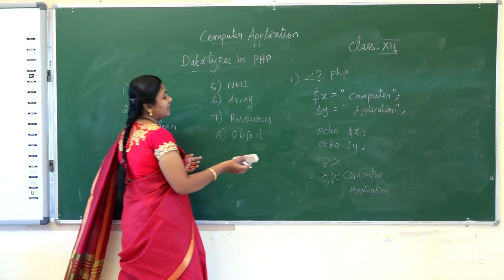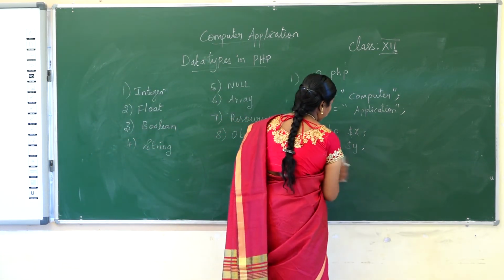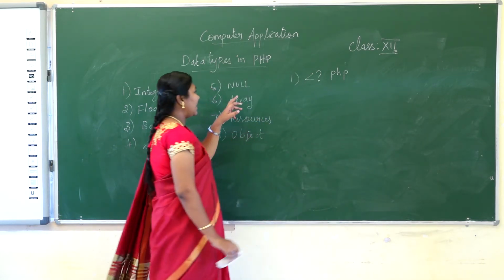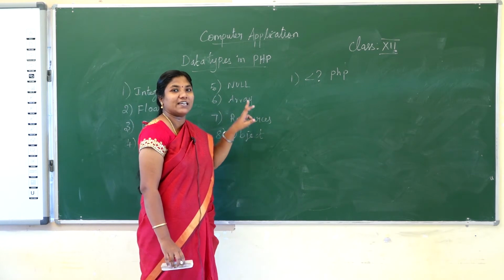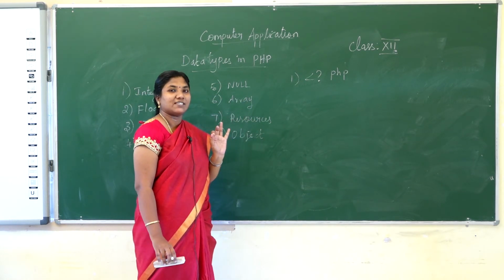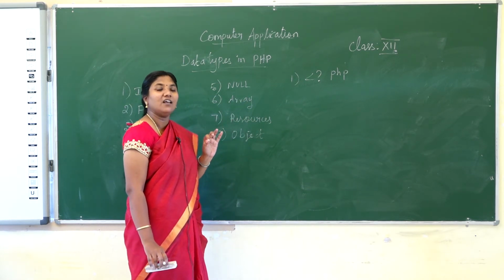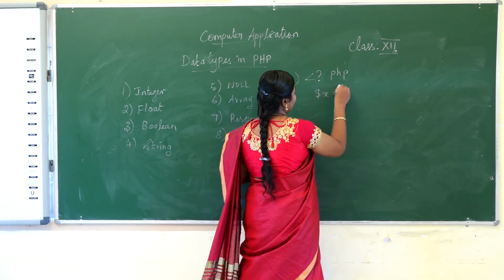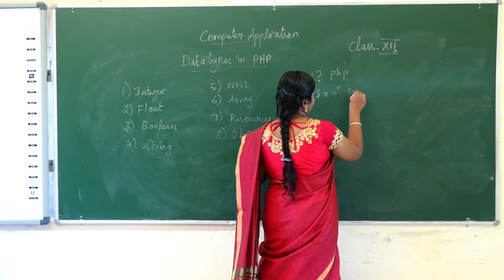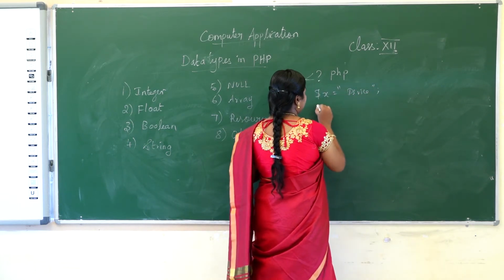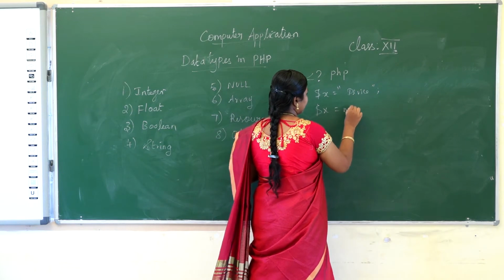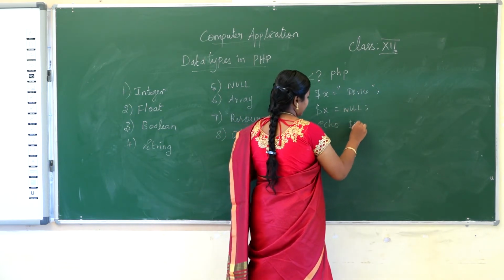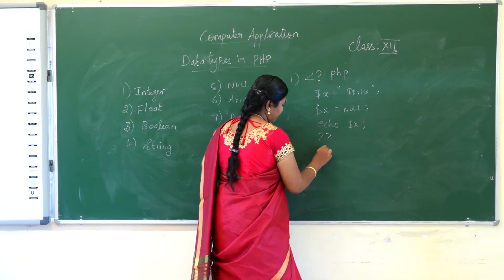And the fifth one, null. So null is used to specify a variable so that it has a null value, that is a single value. For such purpose we will be using the keyword null or the data type null. Okay. So $x is equal to a device. Let me have a word device, and the same $x again I am giving as null. And now I am printing echo $x. What will be the output of this program?